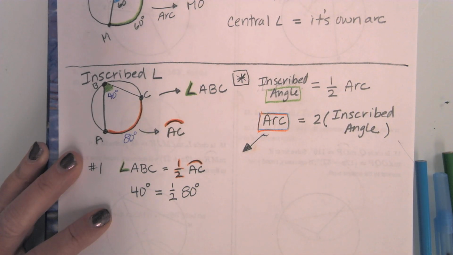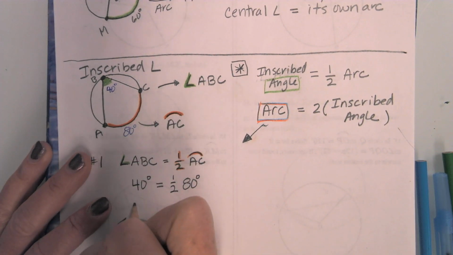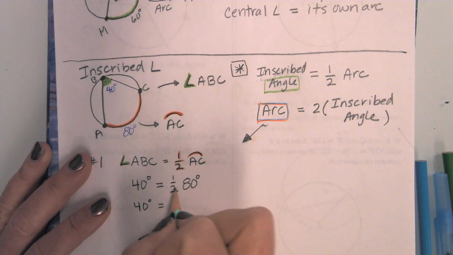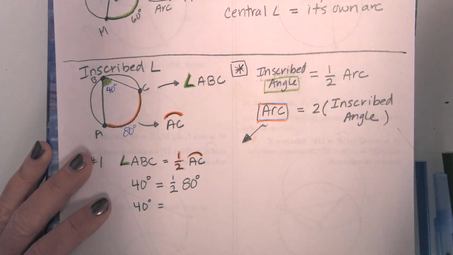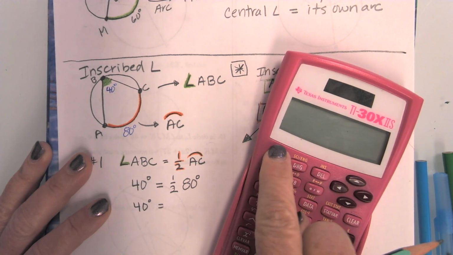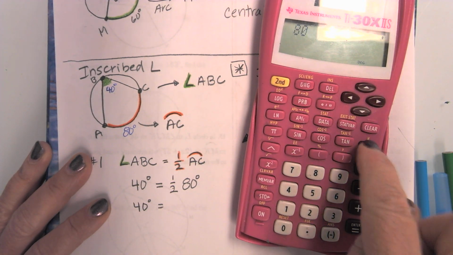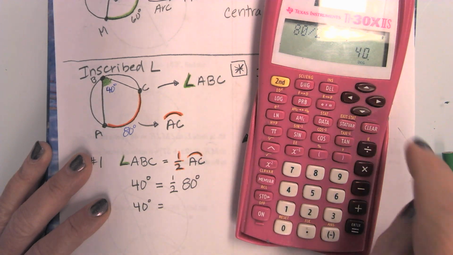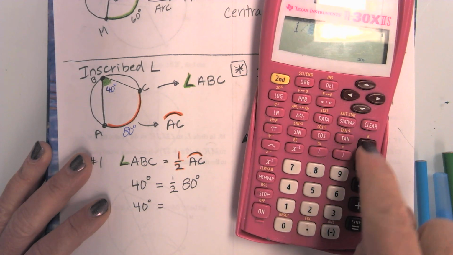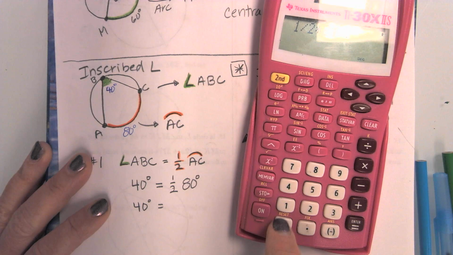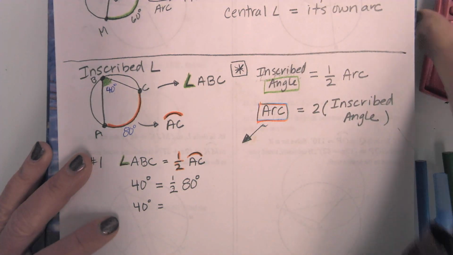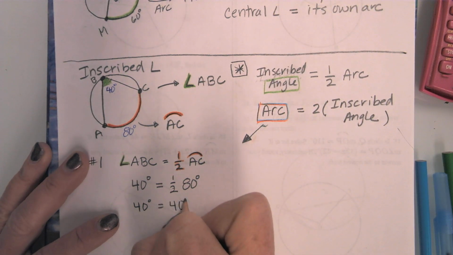Thank you. Now notice that 40 stays 40. Half of 80, and if you need to on your calculator, you can find half of 80. 80 divided by 2, or you could even do 1/2 times 80, and you're going to get 40. So as you can see, this equation works.